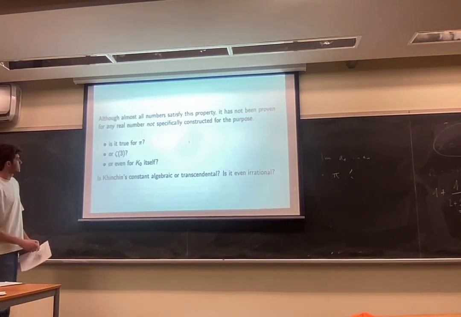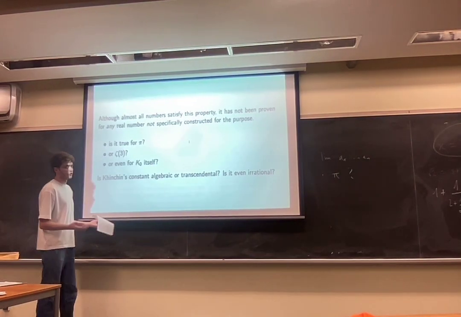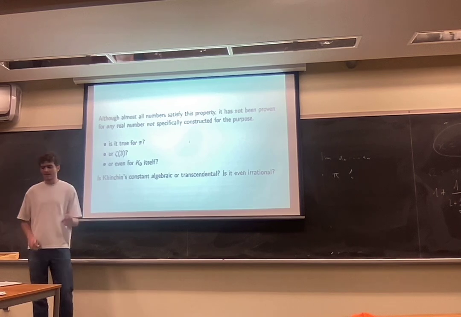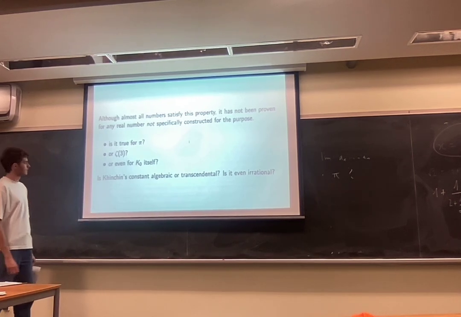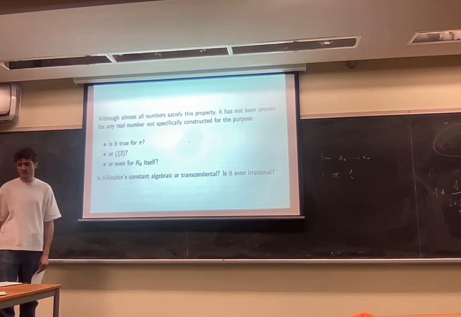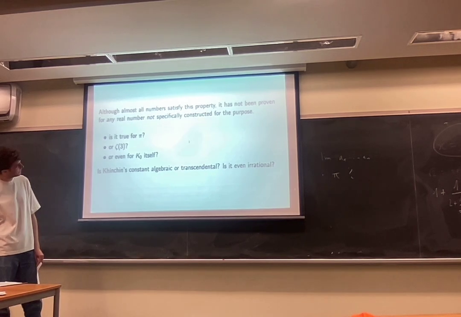Not only that, is Khinchin's constant algebraic or transcendental? We don't know. Is it even irrational? We don't know. So if any of you are interested in measure theory or analytic number theory, these can be very interesting questions to tackle later on.